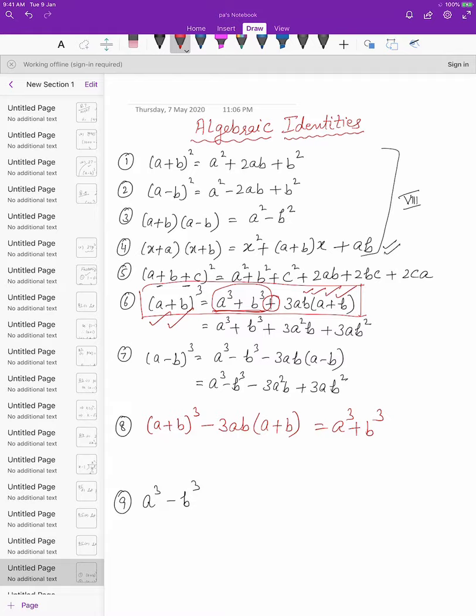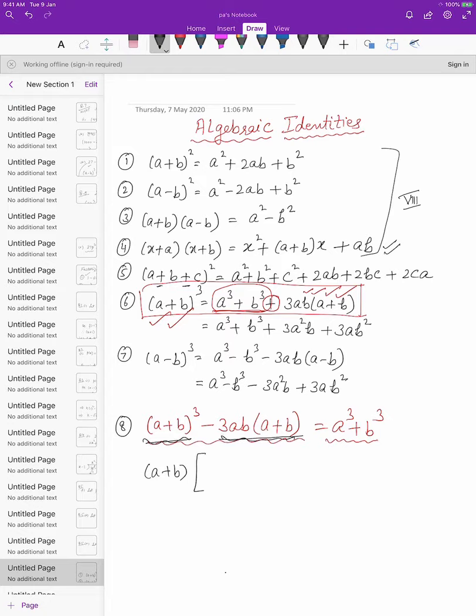So a cube plus b cube can be written as a plus b whole cube minus 3ab into a plus b. This is one way of remembering the identity, but as you can very easily see that if I want to factorize this kind of an expression, can I say that this is the factorization of a cube plus b cube? Obviously not. So what we do here is we try to write it in the factorized form. Now here a plus b whole cube, and here you have 3ab into a plus b. Can I take a plus b common from both the terms, from this term and from this term?